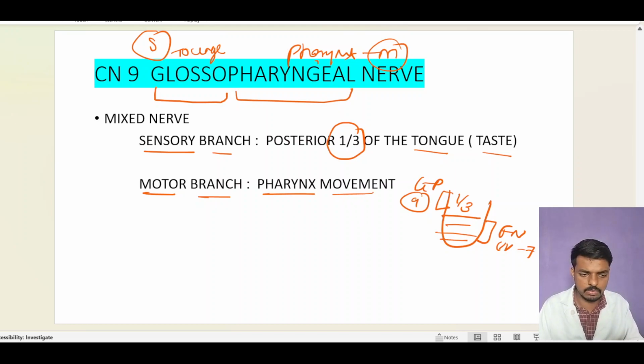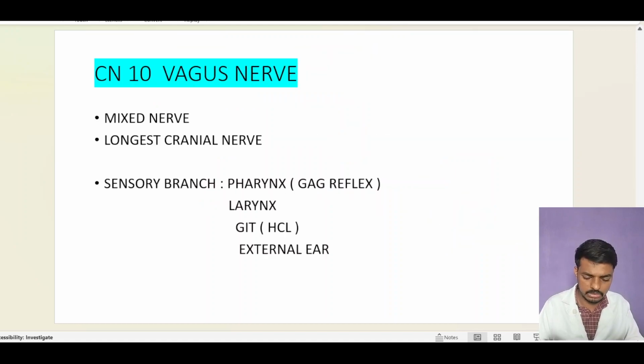Next, a very important topic: cranial nerve number 10, the vagus nerve. The vagus nerve is also a mixed nerve, having sensory and motor branches. The longest cranial nerve is our vagus nerve. As I told, this is a mixed nerve, so it has a sensory branch which supplies our pharynx, that is responsible for our gag reflex.